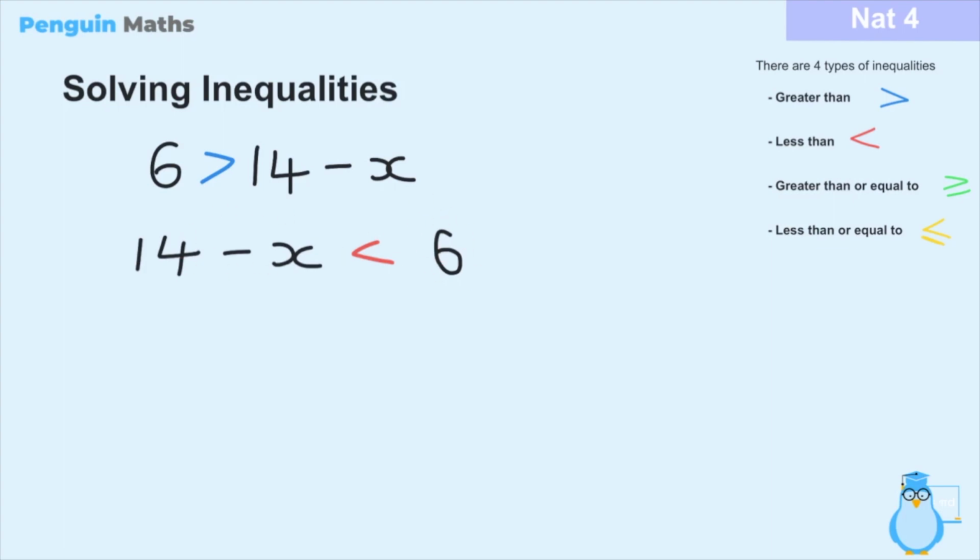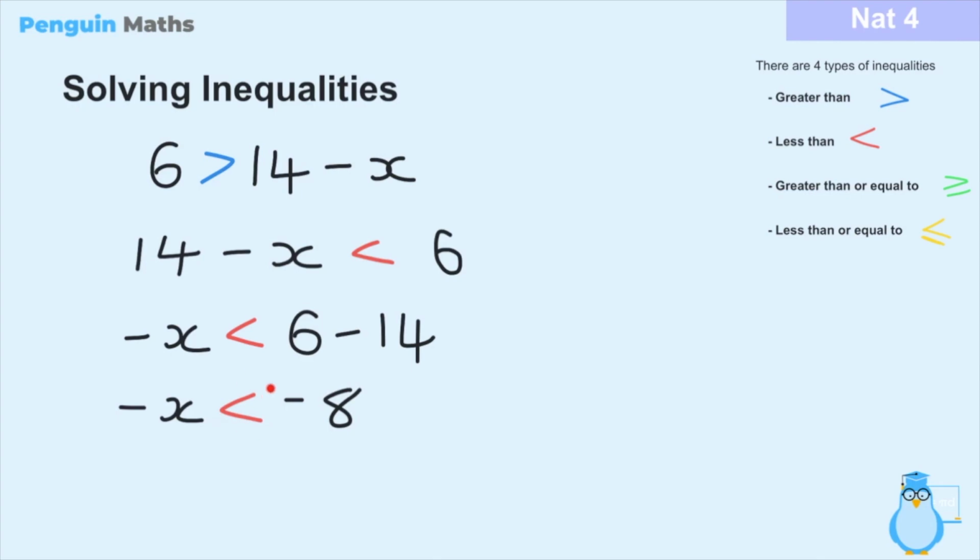So now we have 14 minus x is less than 6. So again, we want to have x by itself on the left hand side, so that will involve bringing this plus 14 over to the other side and becoming minus 14. So that would become minus x is less than 6 minus 14, and 6 minus 14 is going to be a negative number, which is going to give us minus 8. So if minus x is less than minus 8, we can get rid of the two negative signs on either side. And then because we're multiplying by minus 1, again we have to change the direction of this sign as well. So less than is going to become greater than. And that means we can say that x is any number that's greater than 8.